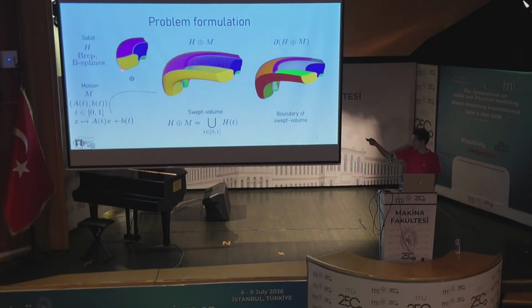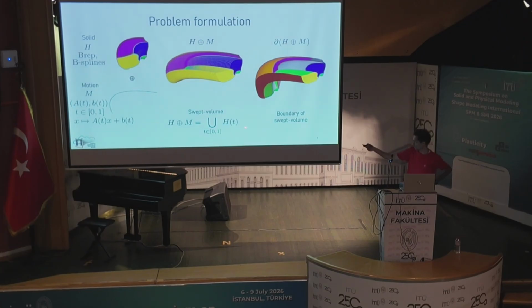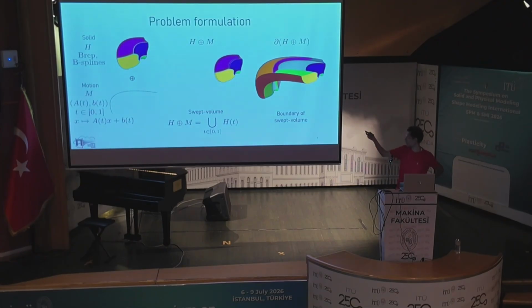Now, given H and M, the swept volume H plus M is the infinite union of all the translates of H along M. So this H of t denotes the translate of H at time t. By definition, the swept volume is a solid, and we again want to use the BREP format to represent it. Which means the problem essentially is to compute the boundary of the swept volume.